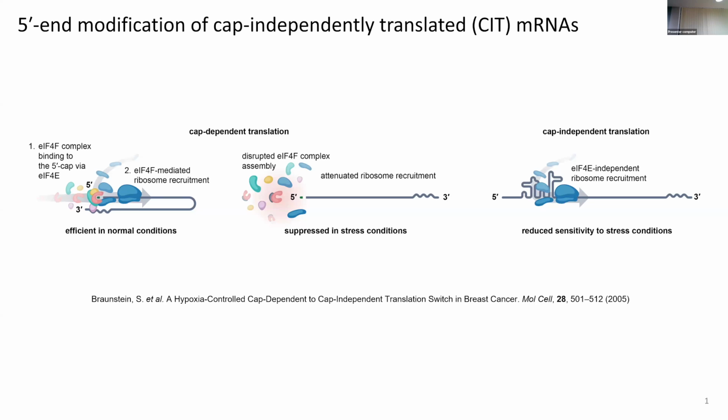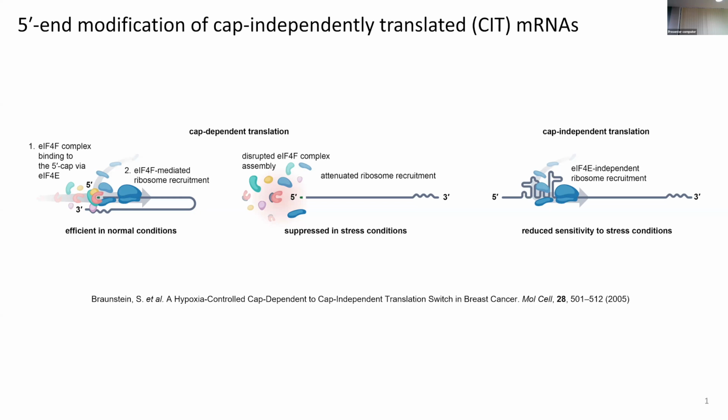In this mode of translation, the 5' cap at the 5' end of the mRNA is recognized by the EIF4F complex, and then it leads to ribosome recruitment. It works very well in normal conditions. However, under cellular stress, the assembly of the EIF4F complex can be inhibited, which leads to attenuated ribosome recruitment. This creates a challenge if you want to design therapeutic mRNA to target tissues under cellular stress.